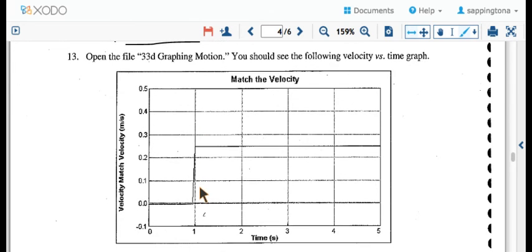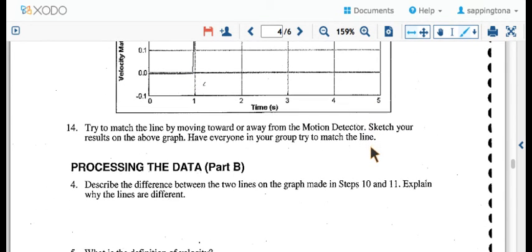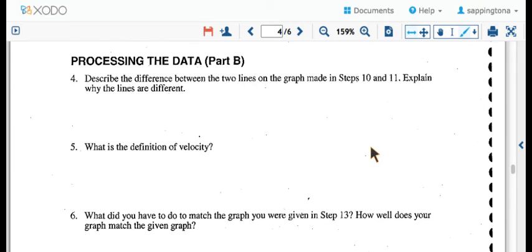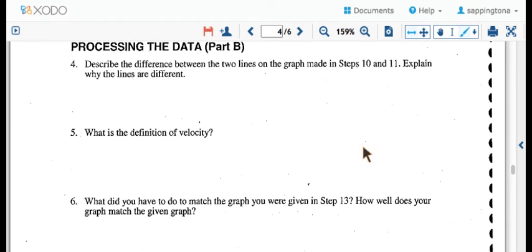Then you'll go to matching the velocity. I think you get the idea. You'll try to match this line on the screen. And then you're going to processing the data. You're going to describe the difference between the two lines on the graph made in step 10 and 11. And then once again, explain why the lines are different. Definition of velocity, you can get that right out of your book.